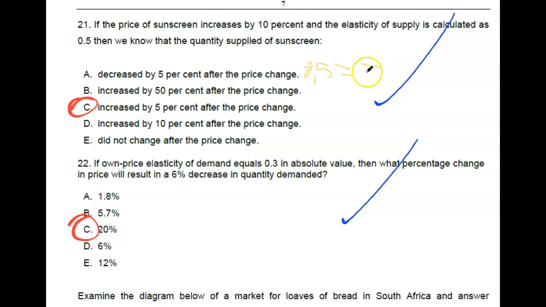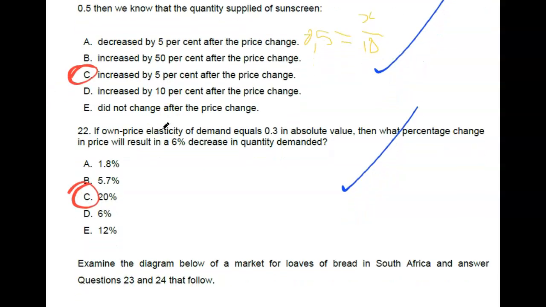It will be quantity over price. They tell you 10%, so the price is 10. I don't know the quantity supplied, so that's X. So 0.5 times 10 is 5. And it's positive 5, which means increased by 5. So that's C. If it's negative, it will be decreased.